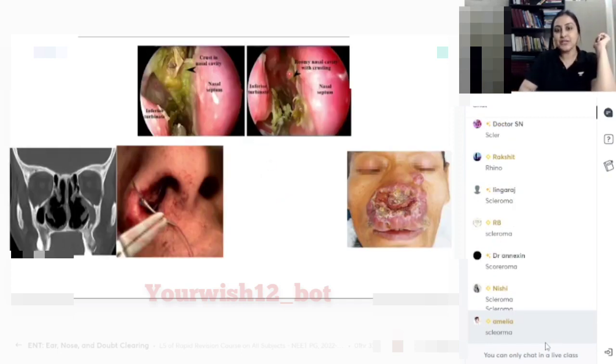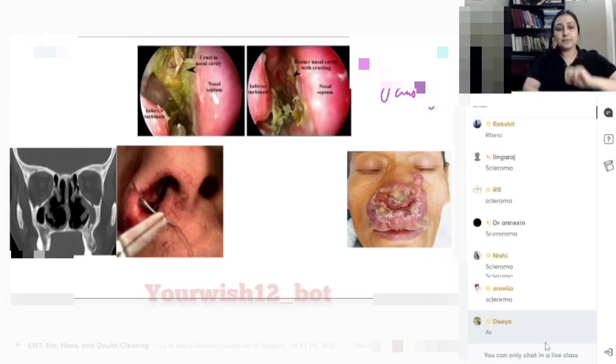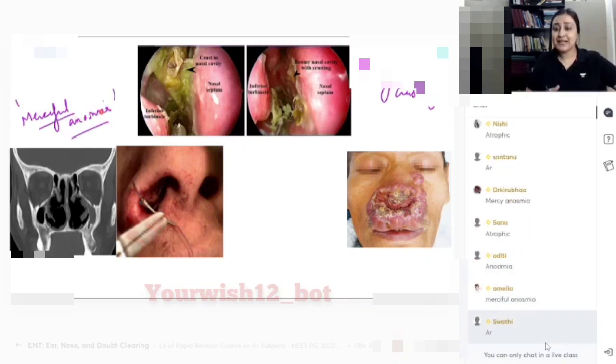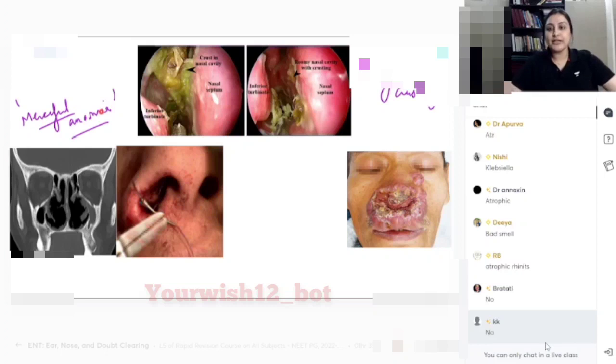On the other hand, when you see roomy nasal cavity with crusting, क्या word बोला? On examination, roomy nasal cavity with crusting, and you have something called merciful anosmia. There is very bad smell, foul smelling discharge, but patient का smell आ रहा है. Patient doesn't know only. So this is much like neurotrophic joint. This is much like neurotrophic Charcot joint. The patient को तो कुछ पता ही नहीं चल रहा.